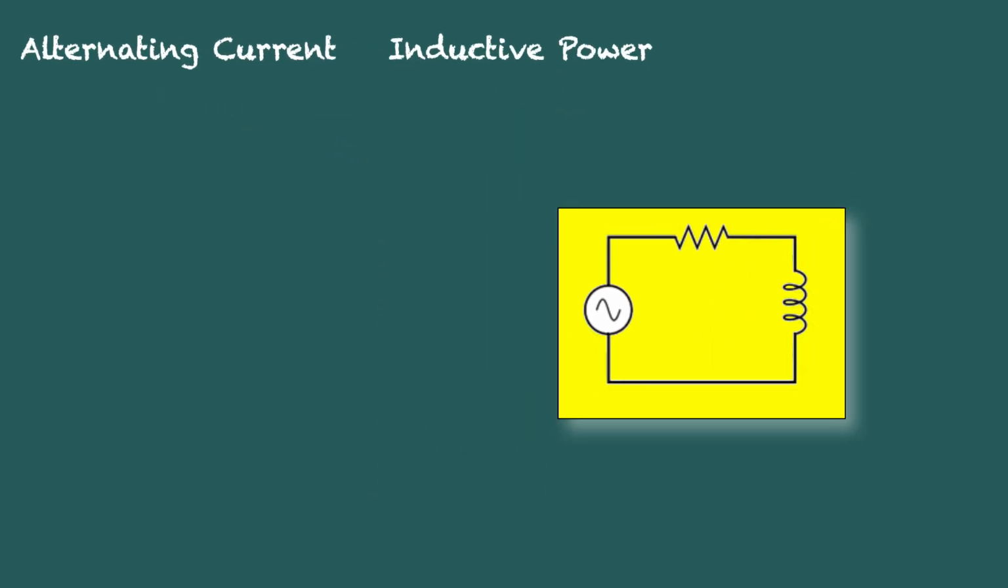This is another video in my series on alternating current. In this video, I'm going to look at power flow in an inductive circuit.